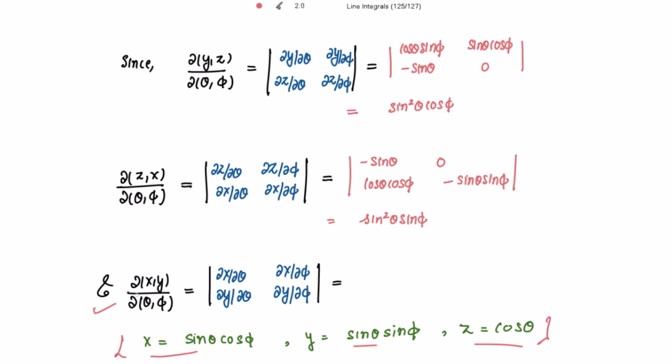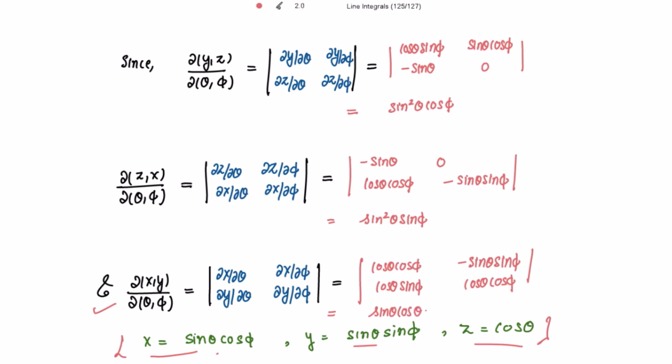And then calculating partial xy divided by partial theta phi. Differentiating x with respect to theta, we get cos theta cos phi. Differentiating x with respect to phi, we get negative sin theta sin phi. Differentiating y with respect to theta, we get cos theta sin phi. And differentiating y with respect to phi, we get sin theta cos phi. On solving this determinant, we are getting this to be sin theta cos theta.